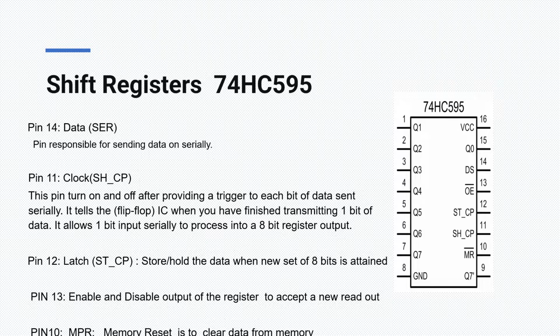The clock pin works alongside pin 14, and it is responsible to provide the trigger for each bit of data that is to be sent to the register serially. So it tells the flip-flop or the ICs when you have finished transmitting one bit of data. It allows one bit input serially to process into an 8-bit registered output. After that 8-bit is registered, it's ready to be transferred.